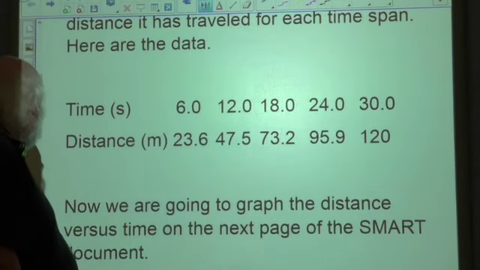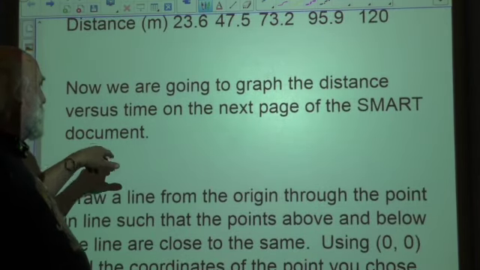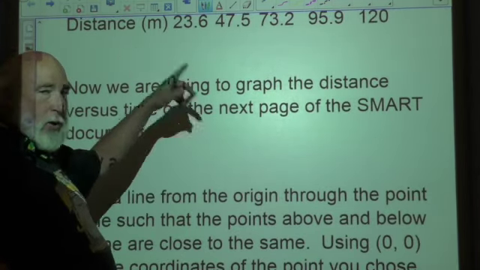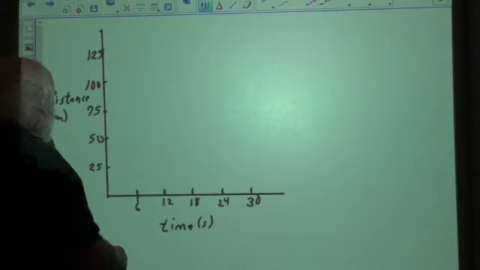Okay, welcome back. Now what we're going to do is graph the distance versus time on the next page on the smartboard. Okay? So let's do that.